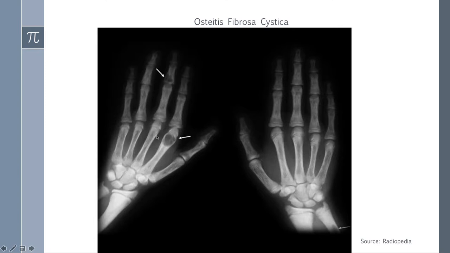You can see it in fingers. You see it right here. So this is a very characteristic picture that shows up. Buzzwords, it's subperiosteal cortical bone resorption. It has to be distal phalanges, it could be anywhere else, but usually they'll show you a picture of the hand.